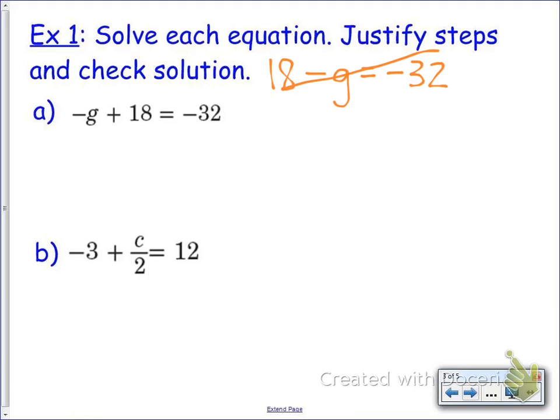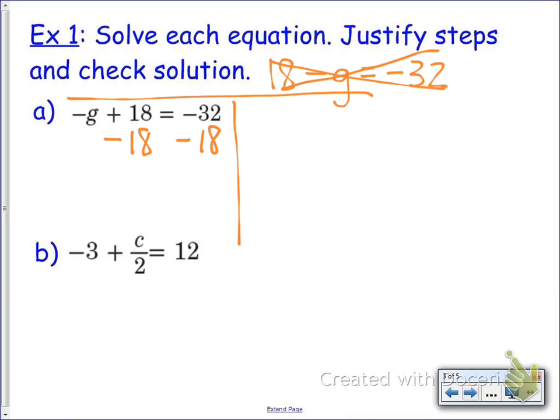So this one's actually been rewritten with the commutative property. So you would want to subtract 18 from both sides. And remember, with your table, you write given, and then your equation, and then you're using the subtraction property of equality.